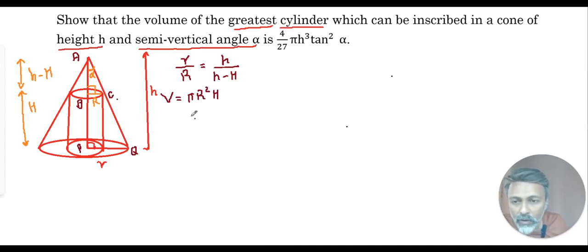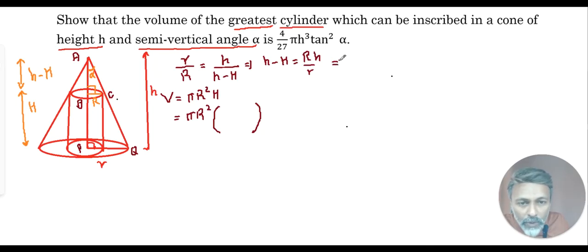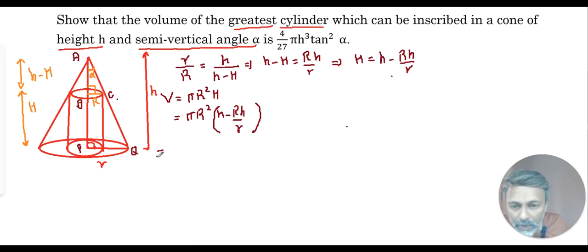To remove one of the two, either r or h, let's say removing h looks easy. So we can write pi r square times h, and h can be obtained from here. H minus h is equal to rH upon R. So h would be equal to H minus rH upon R. Let us substitute it here. Pi r square times H minus rH upon R. When we multiply this, we get pi r square H minus pi r cube H divided by R.